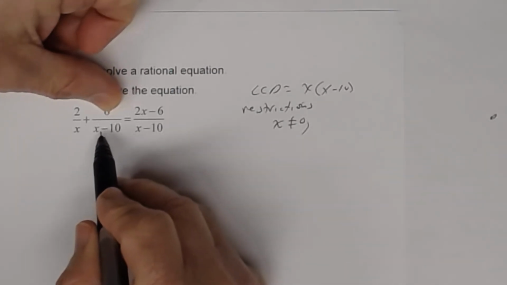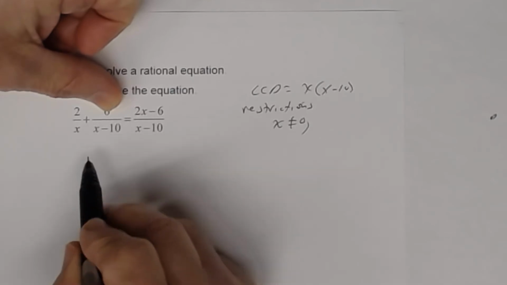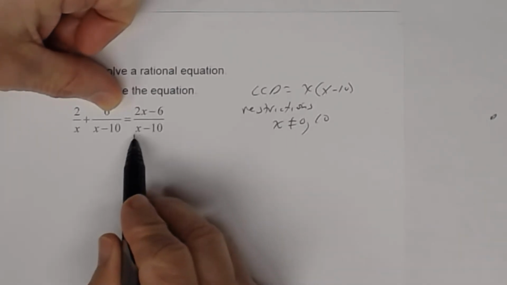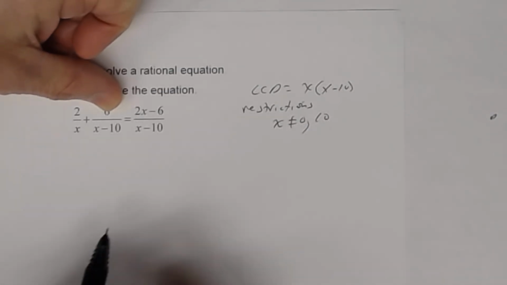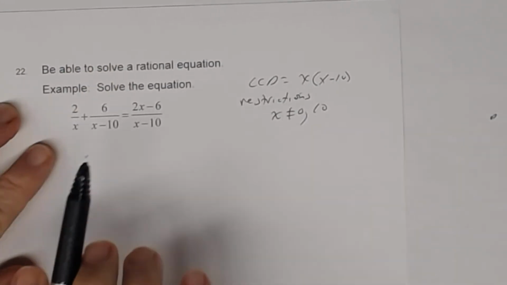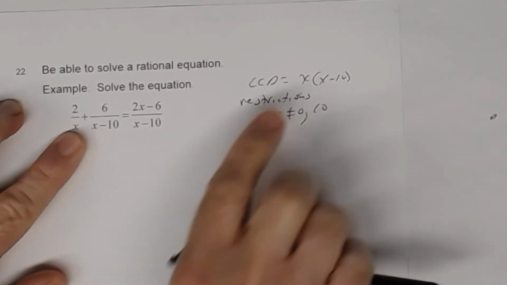For this one, x cannot equal 10 because 10 minus 10 is 0. And the same thing here, x cannot equal 10 because 10 minus 10 is 0. So these are the only two restrictions. Okay, the next step is to multiply both sides by the least common denominator.